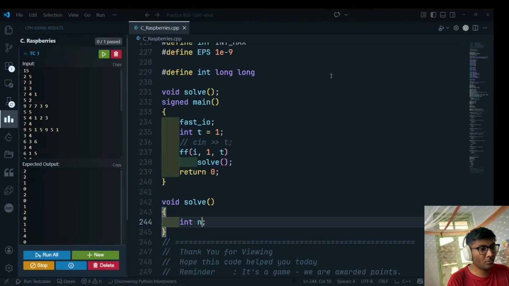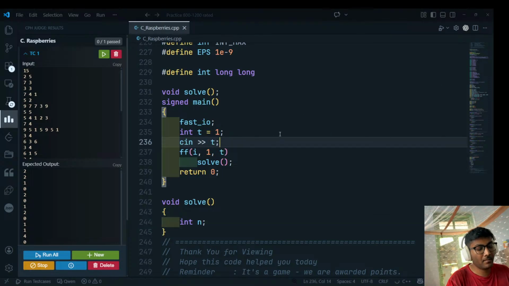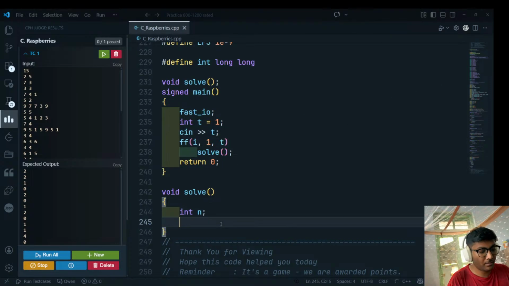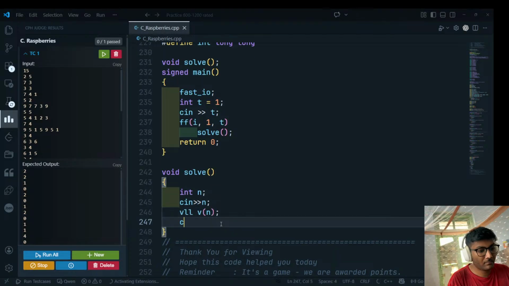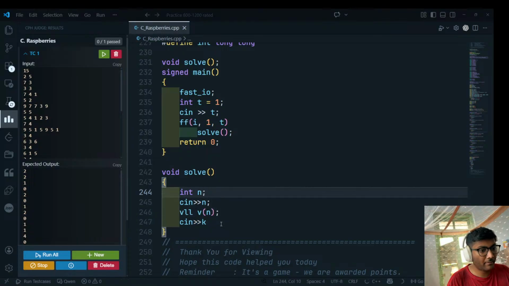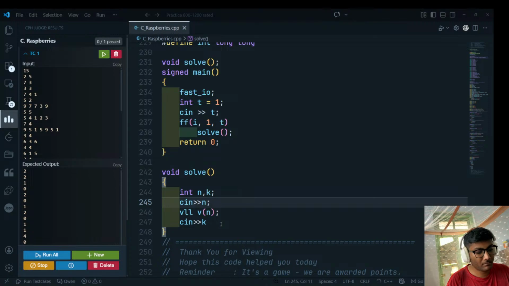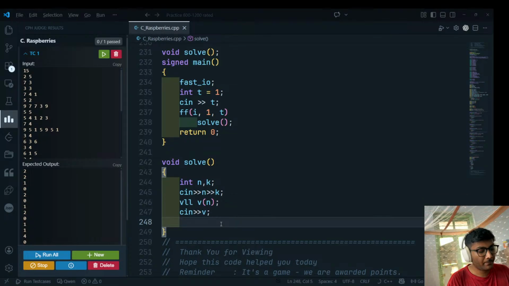So let's say we take integer n. We have test cases for this code. So int n, I think same. I think I should have a k as well. Okay, so we have our input.